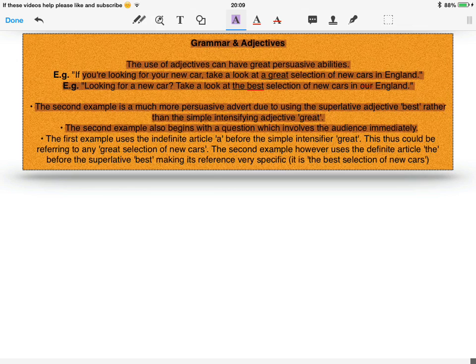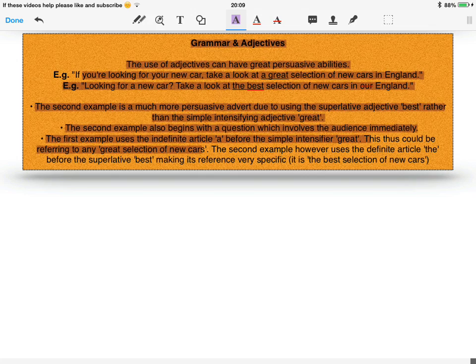Thirdly, the first example uses the indefinite article a before the simple intensifier great. This thus could be referring to any great selection of new cars. It doesn't refine it to being their selection of cars or a particular selection. It's just a great selection. You know, that a could be anything.